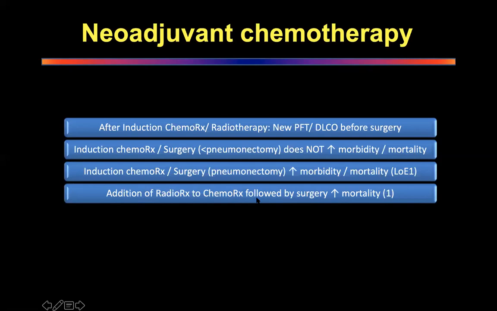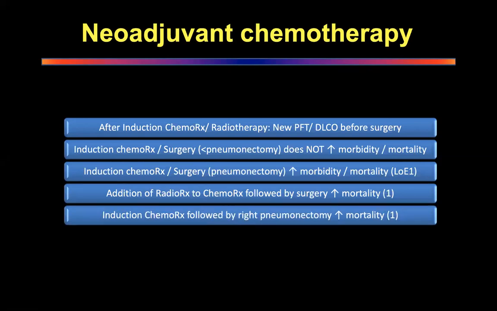Okay, so you must be very careful when you're downstaging tumors and you're taking the patient up for surgery. You have a high risk of increasing the mortality of this patient. And particularly they've spoken about right pneumonectomy. They say right pneumonectomy definitely increases mortality. And look at the level of evidence, grade 1. So all of this has been confirmed by meta-analysis of data, meta-analysis of randomized controlled trials. So important to take this on board.